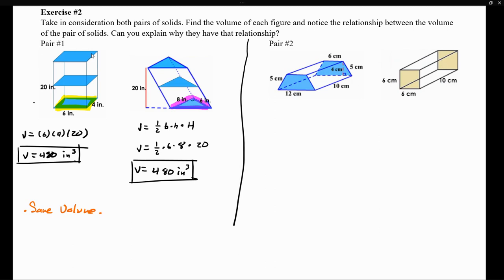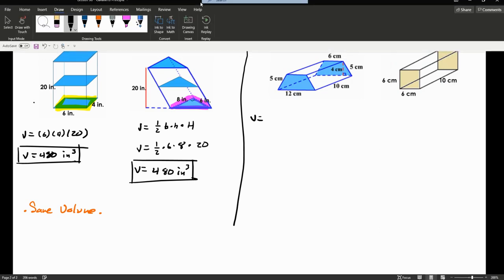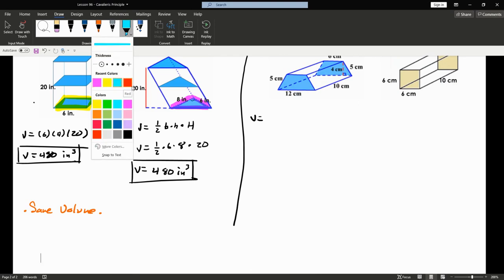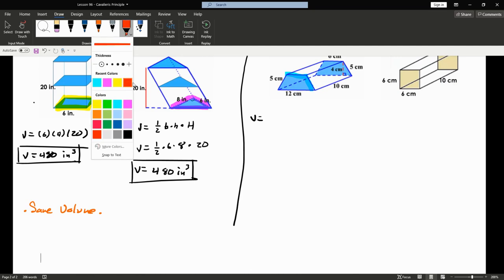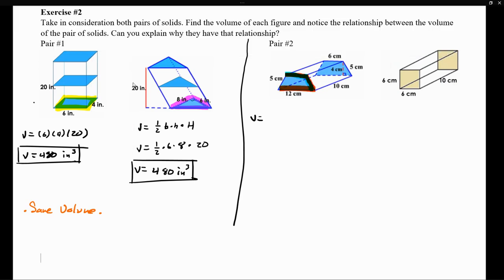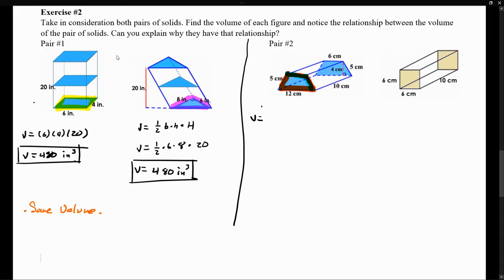Well, let's take a look if we do have that same relationship on the pair on the right hand side. To find the volume, let me find the area of the base. Here we have a base, and notice that it's a trapezoid. So the area of the base is going to be 1/2 times base 1 plus base 2 times the height. This will give me the area of the trapezoid, and if I multiply by the height of the whole figure, then I can find the volume.